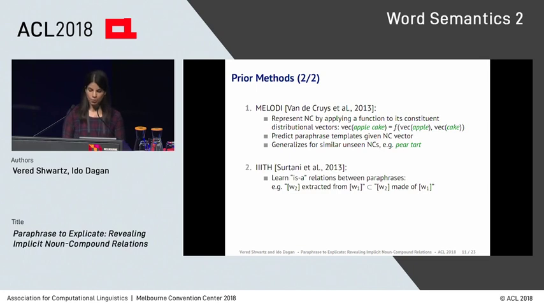With respect to the second problem, the solution is a bit weaker. So the IIITH system, again from the SemEval participants, learned is-a relationships between paraphrases. So if a subset of the noun compounds that appeared with "W2 made of W1" also appeared with "W2 extracted from W1", then they learned that the latter is a type of the former. And our solution was multitask learning to address both problems.